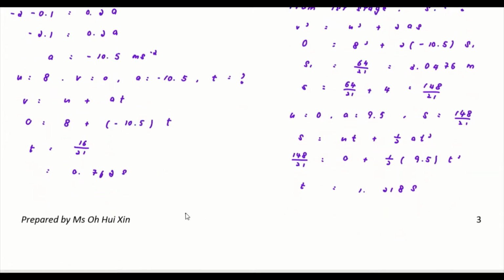So our total time, then it will be both try to add up together, because this is the time that you move to the highest position, then this is the time that you spend to reach the ground, right? So that's why 0.6, let's try to use the exact value, 16 over 21 plus 1.218. So to three significant figures, then we can get 1.98 seconds.